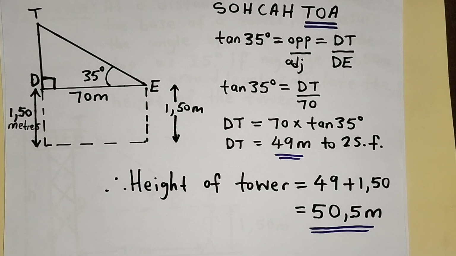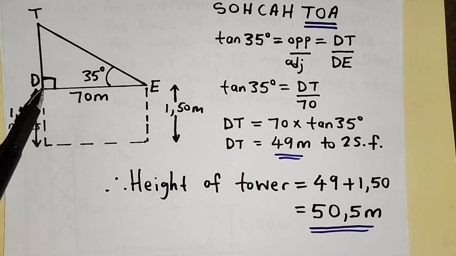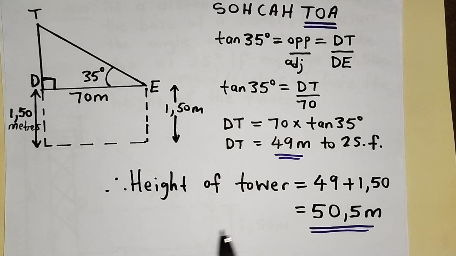So finally the height of the tower, we are supposed to add TD plus this height of 1,50 meters. So height of the tower equals 49 meters plus 1,50 meters, which is 50,5 meters.